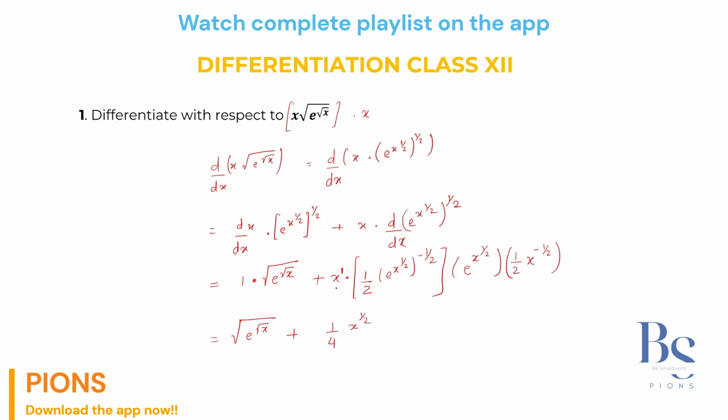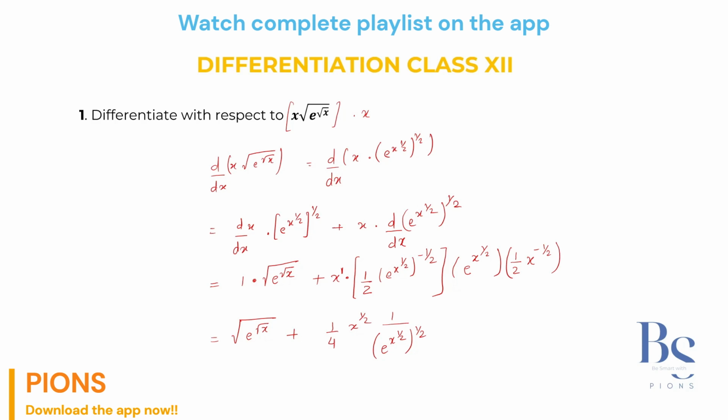Again, I am repeating. This is x raised to 1 and this is x raised to minus half. 1 minus half is half. Done. What are we left with? We are left with this one, so this is our actual problem. Oh wait, this is power minus half. So minus half will be written as 1 upon (e^(x^(1/2)))^(1/2), raised to plus half. I took that negative sign inside.